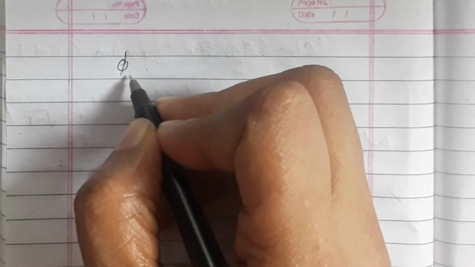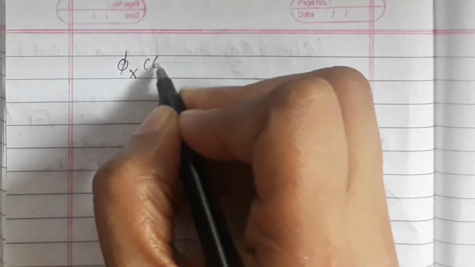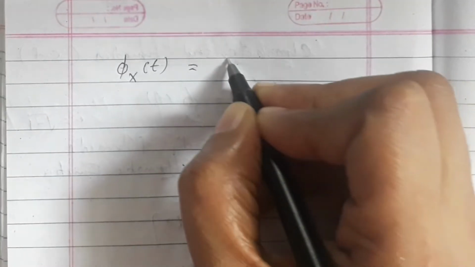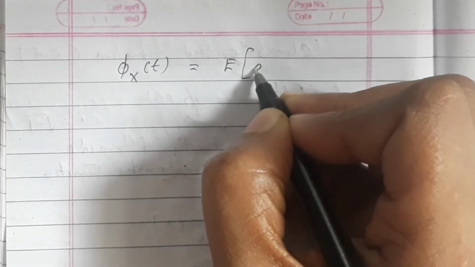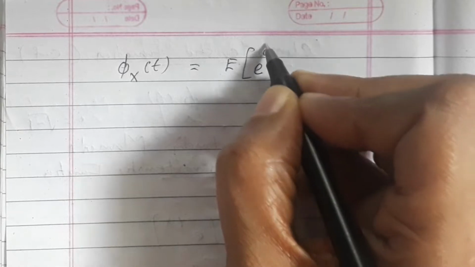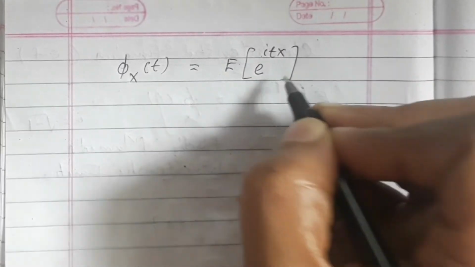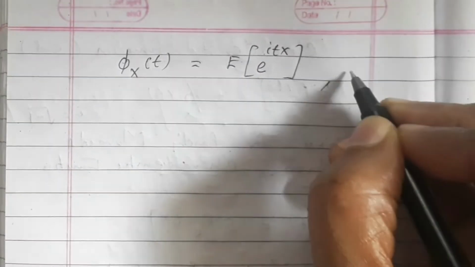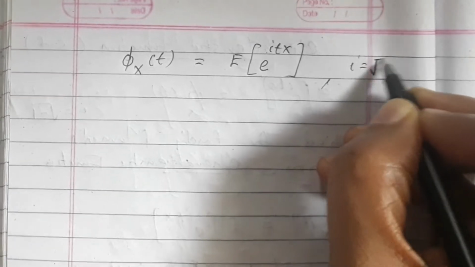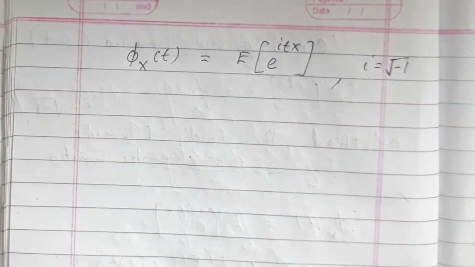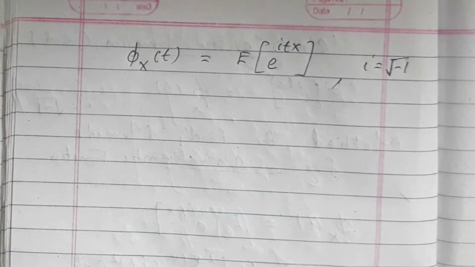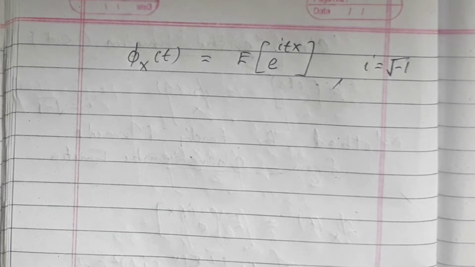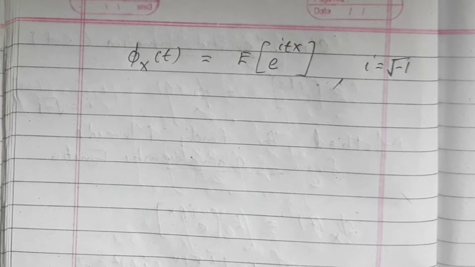It is denoted as phi x of t, and it is defined as expectation of e raised to I tx, where I is equal to root of minus 1. It exists for all distributions. So we can study the properties of distribution using characteristic function.